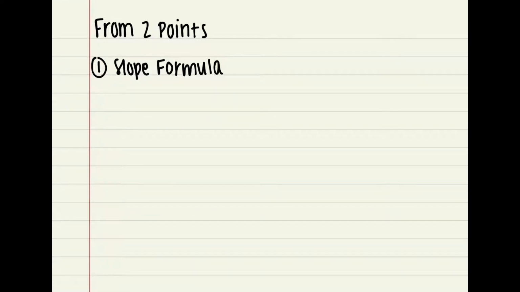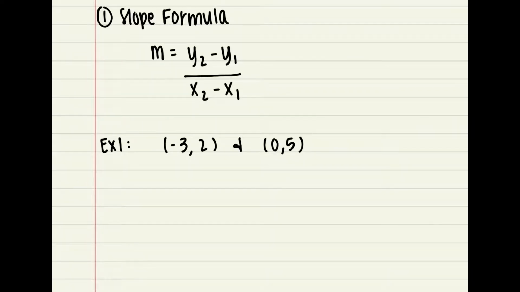So our slope formula is m equals y2 minus y1 over x2 minus x1. This is similar to the distance and midpoint formulas. You do have the x and y coordinates, so you have to make sure you label your points first. The first set of points I want you to find the slope for are (-3, 2) and (0, 5).